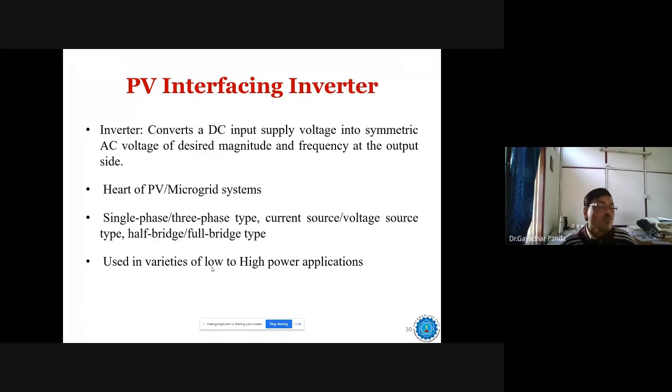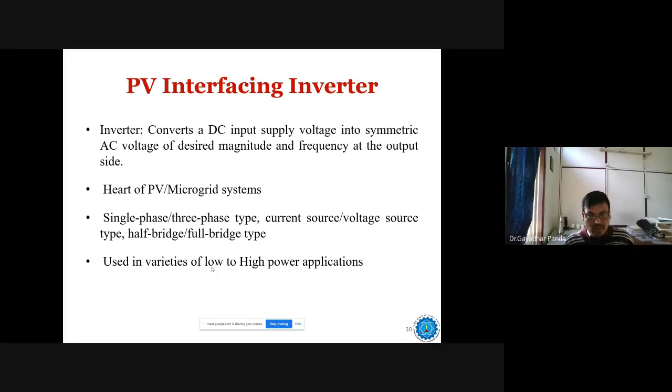Then next, coming to the PV interfacing inverters. All of us know that inverters convert from DC to AC, and the AC output can be controlled, that means voltage as well as frequency can be controlled. Depending on that, you can interface with the grid. And definitely the question will be that the interfacing inverter output is not a pure sinusoidal. And to get a pure sinusoidal, we have to think of a control strategy.